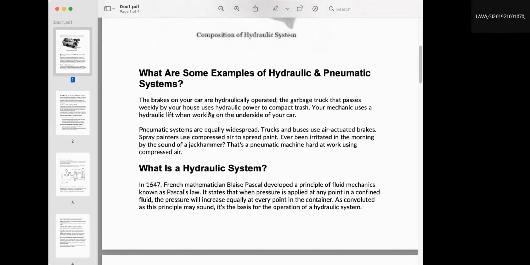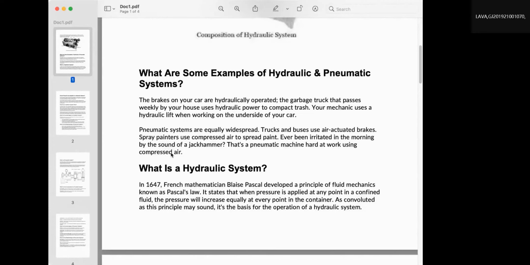So what are some examples of hydraulic and pneumatic systems? The brakes on your car are hydraulically operated. The garbage truck that passes weekly by your house uses hydraulic power to compact the trash. Your mechanic uses a hydraulic lift when working on the underside of your car.